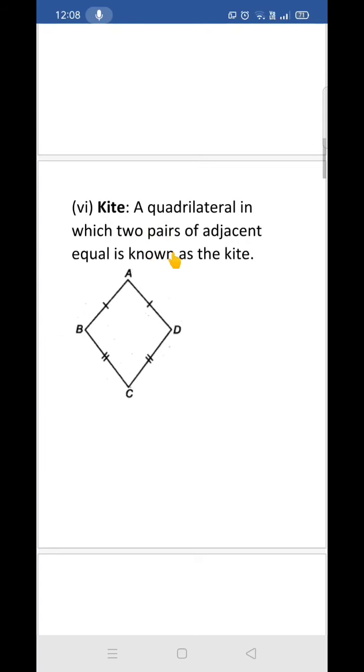Now let us discuss the last one, the kite. What is a kite? It is a quadrilateral in which two pairs of adjacent sides are equal. Here you can see in this figure AB and AD are equal, and BC and CD are equal. These are the adjacent sides. If these two pairs of adjacent sides are equal, then you can call it a kite.